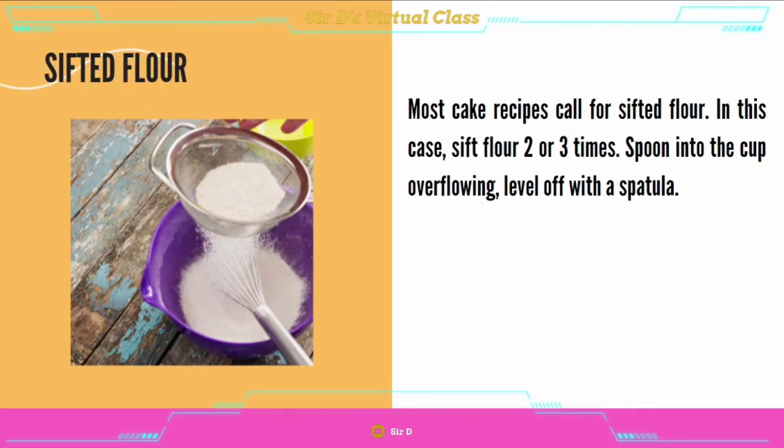Sifted flour. Most cake recipes call for sifted flour. In this case, sift flour 2 to 3 times. Spoon into the cup, overflowing. Level off with a spatula to finish.